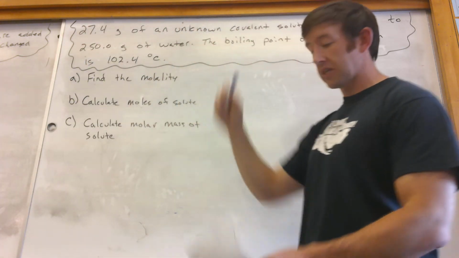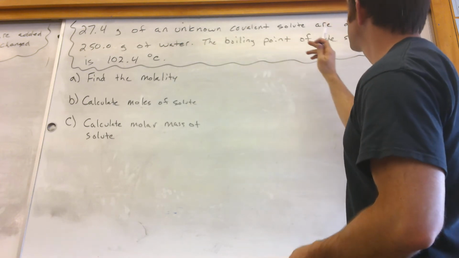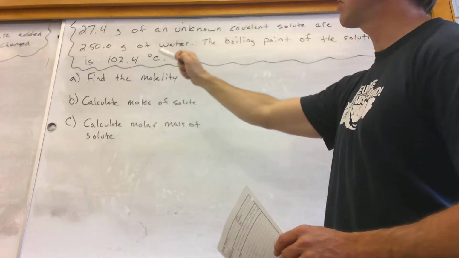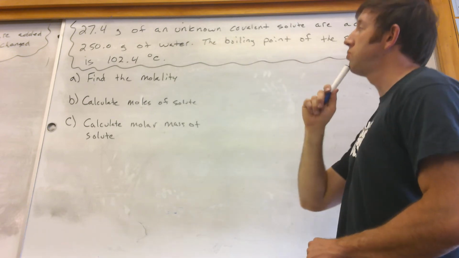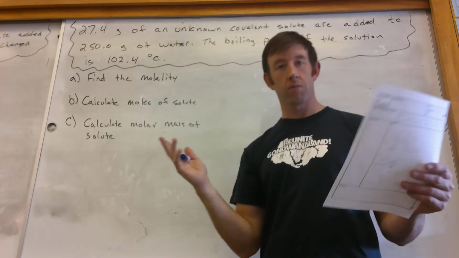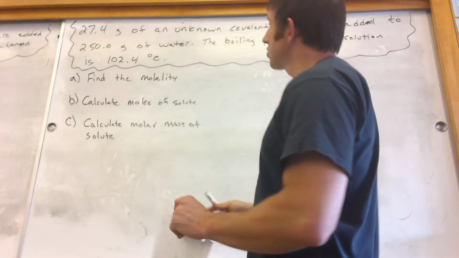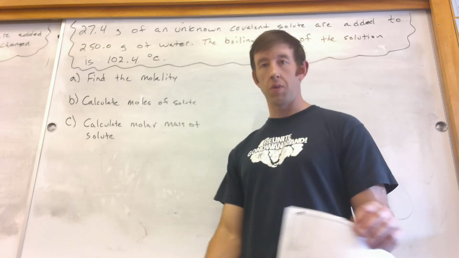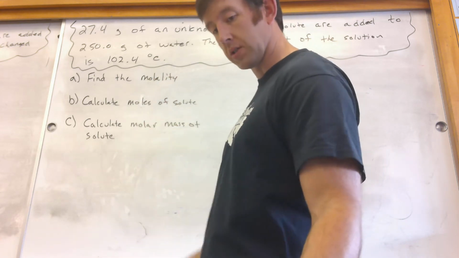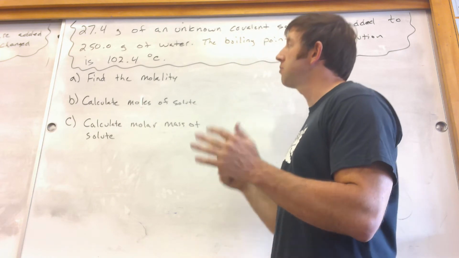So, I'm going to add 27.4 grams of an unknown covalent solute to 250.0 grams of water. Boiling point of the solution is 102.4. So this is a boiling point question. So that right there tells me I'm going to be using my delta T BP formula at some point during this process. Okay, so the letter A says to find the molality.